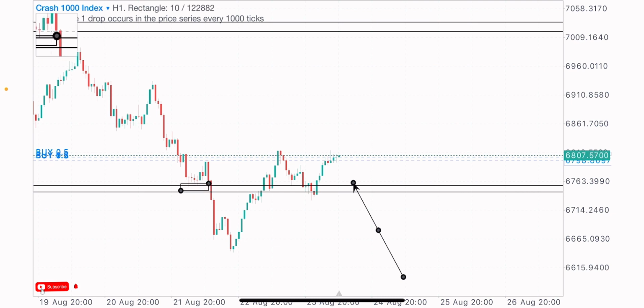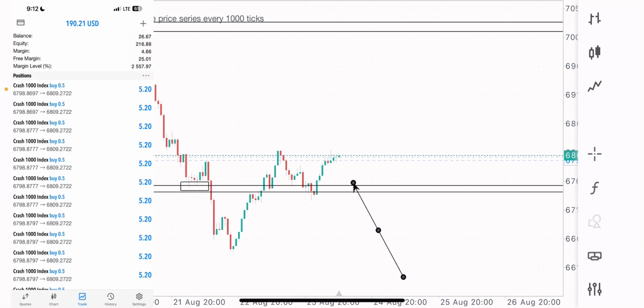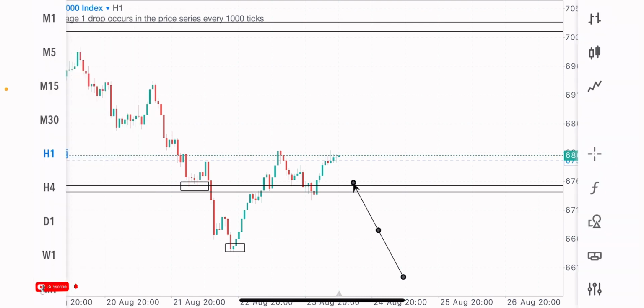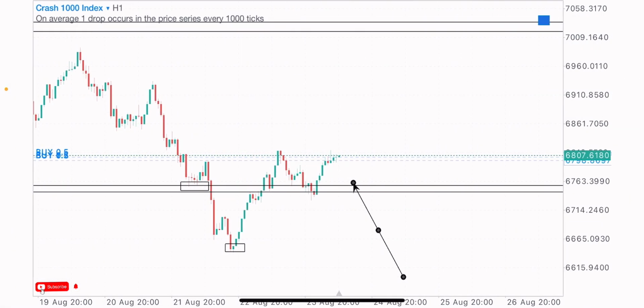Remember, we are trading on a level of support. We are buying on a support level and we are selling on a resistance level. So we got the head formation at this point. We got the right shoulder at this zone.